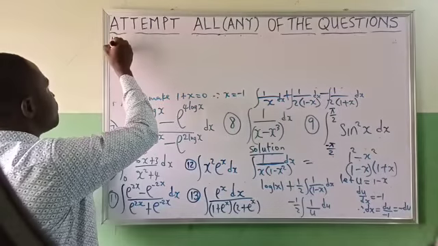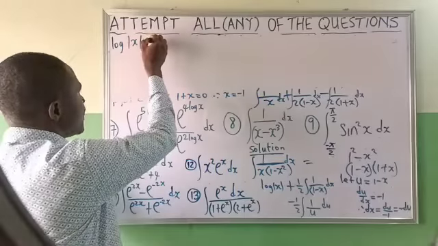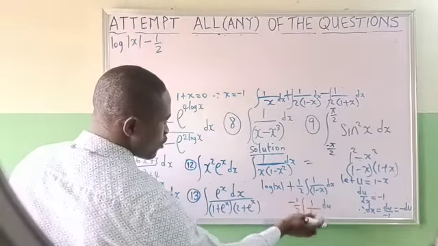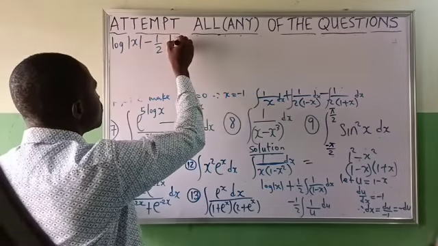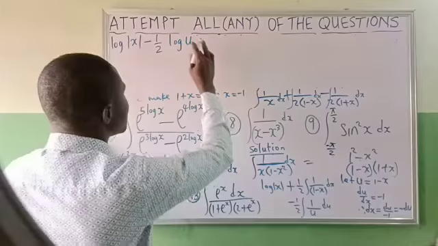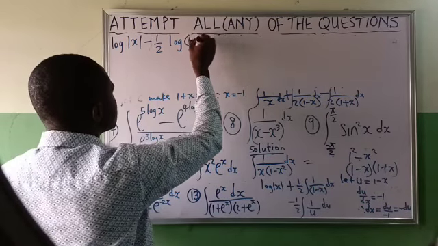So we have log x minus 1 over 2. Integrate 1 over u, that will give you log u. And your u is 1 minus what? x. I'll clean and write 1 minus x.